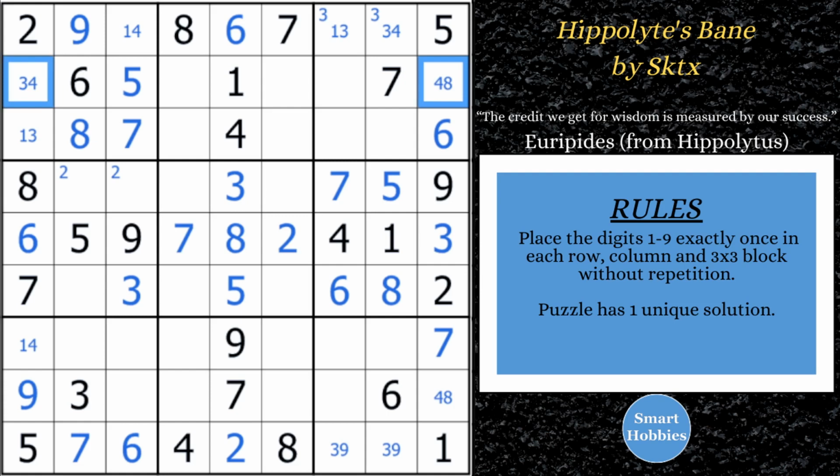Now look at column 8, or excuse me, row 8. Let's look at row 8. Where can the 4s be in row 8?